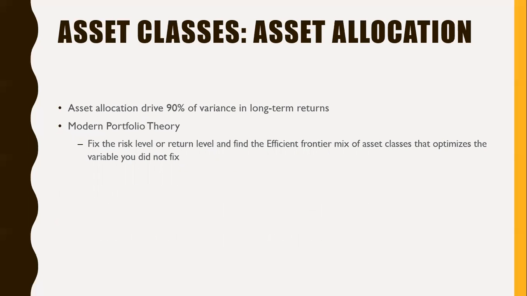So we mentioned previously that asset allocation is an important part of the strategic plan of a portfolio. And studies have shown that asset allocation drives 90% of variance in long-term returns. And one of the theories, modern portfolio theory, states that if you fix the risk level or return level, you'll be able to find the efficient frontier mix of asset classes which would optimize the variable that you did not fix.